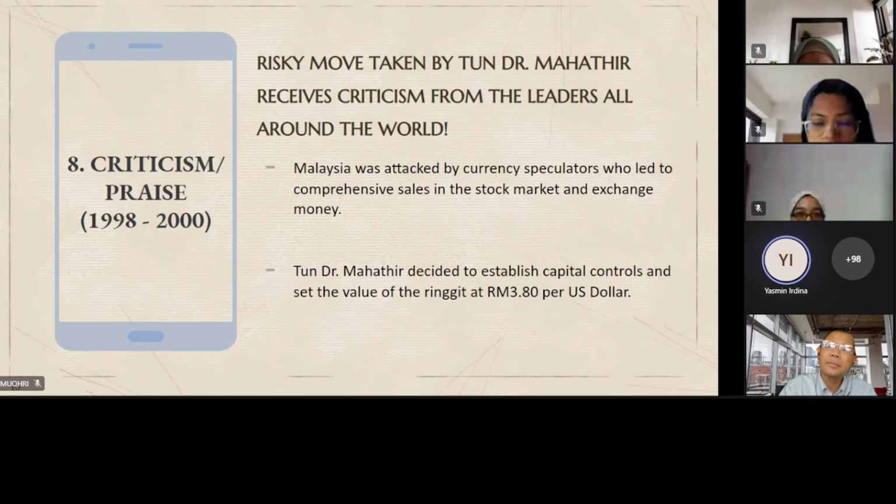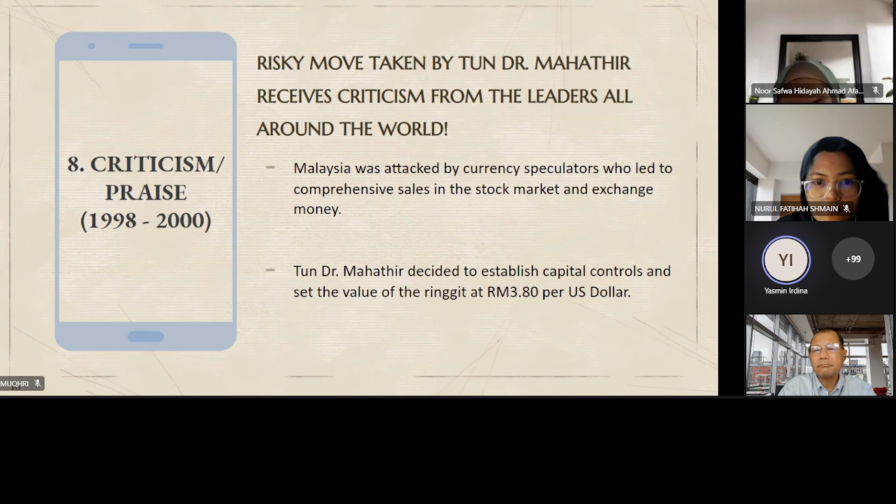I will be focusing on criticism and praise that Malaysia received in the currency crisis. So first, I'm going to talk about criticism. The risky move taken by Tun Dr. Mahathir received criticism from leaders all around the world.